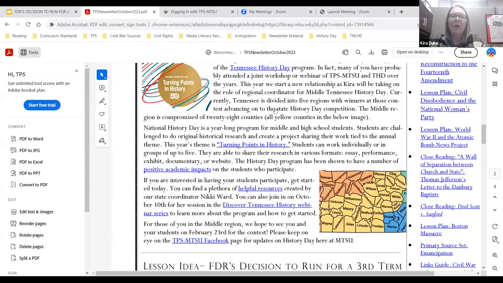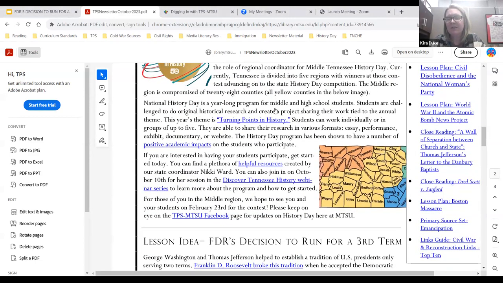If you're curious, if you are part of the Middle Tennessee region, we did include the map, and you can find the full state map on the website I just mentioned. But you can see the counties that we will cover. And so if you are a teacher in one of those counties, you would actually come here to MTSU to compete in the regional contest. And then, of course, winners from that will then go on to compete at the state level.